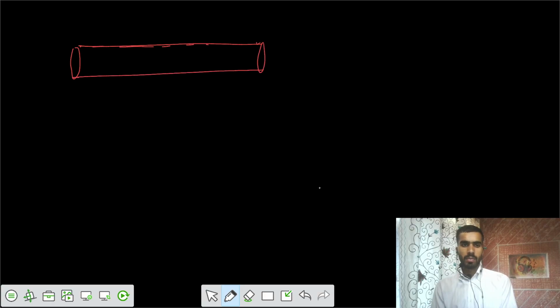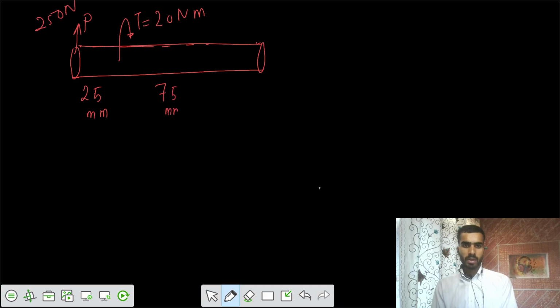So you have a shaft, and this is some part of the shaft. On this side we have a load P, and there is also some value of T. T equals 20 Newton meter, and P equals 250 Newton. The length between those two points is 25 millimeter, and this other part is 75 millimeter. And there is some point somewhere here.